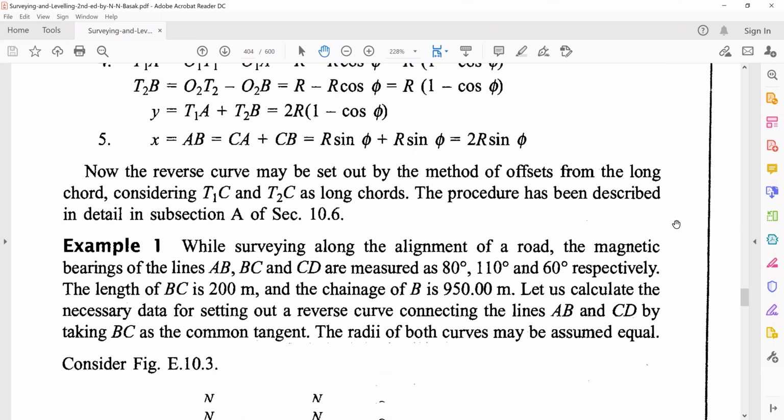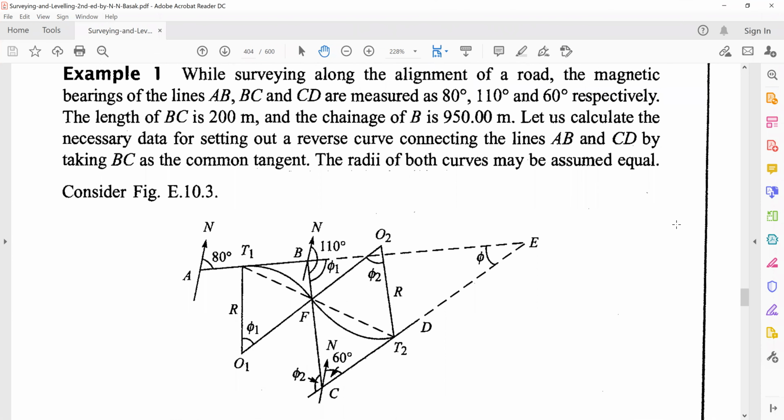And before we jump on to the second case, first let's solve the example for the first case. So the example is that while surveying along the alignment of a road, the magnetic bearings of the lines AB, BC, CD are measured as 80 degrees, 110 degrees, and 60 degrees.